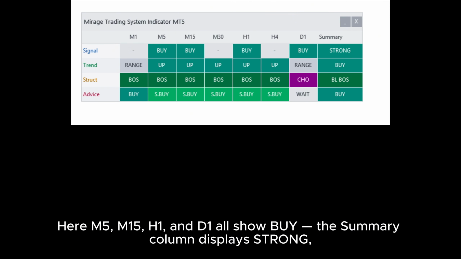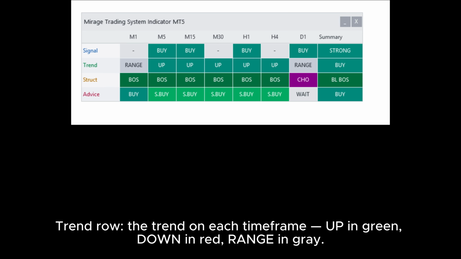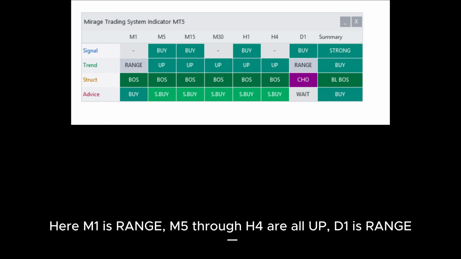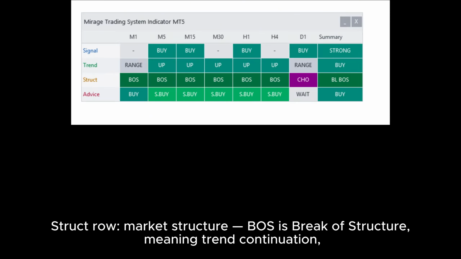The summary column displays strong, meaning the signal is very strong. Trend row, the trend on each timeframe, up in green, down in red, range in grey. Here M1 is range, M5 through H4 are all up, D1 is range. Summary shows buy. Struct row, market structure, BOS is break of structure, meaning trend continuation.